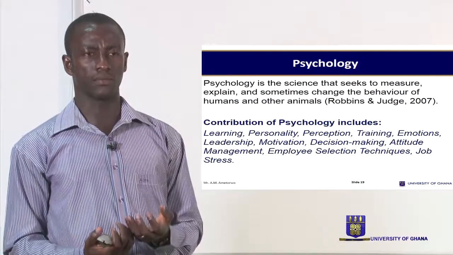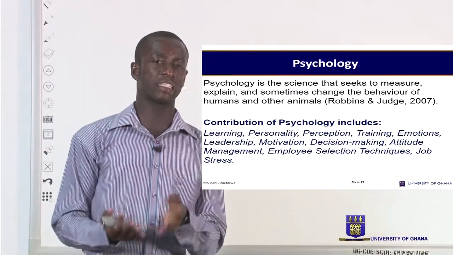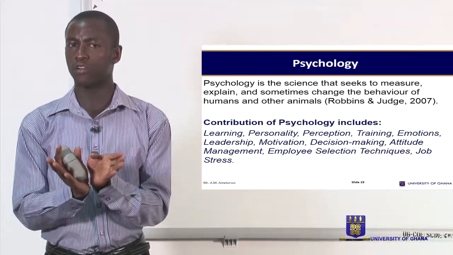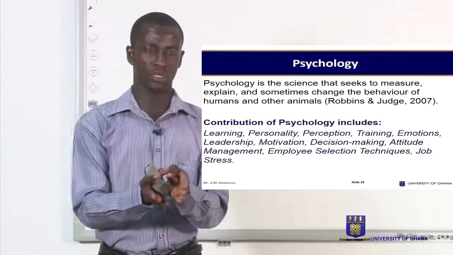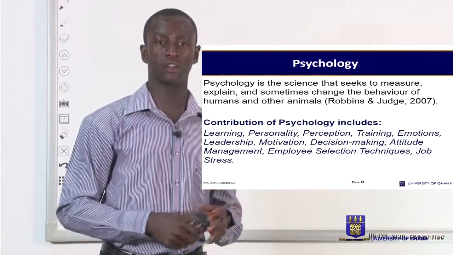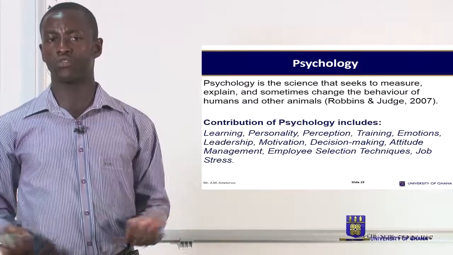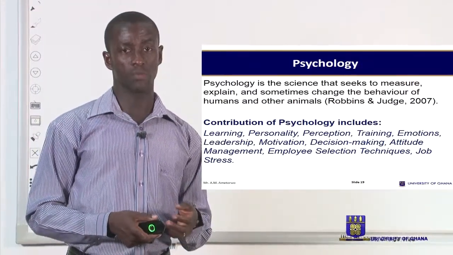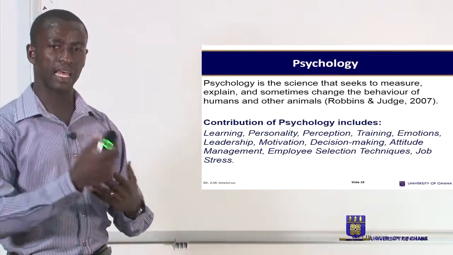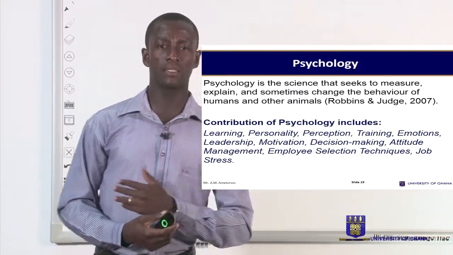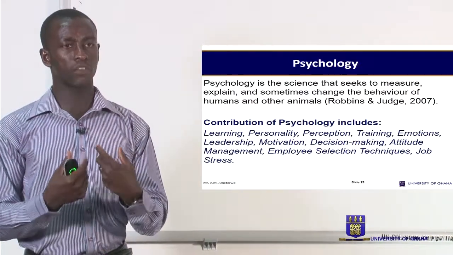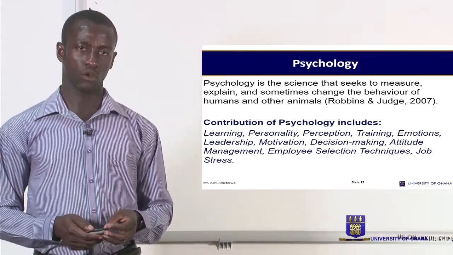So psychology. In psychology, we talk about the scientific study of human behavior and mental processes. So basically, psychology is about the study of individuals. And in organizational behavior, we also talk about individuals. We talk about people working in organizations. And psychology has contributed in many ways to the study of organizational behavior. Some of the topics that we may come across are personality, training and development, decision-making processes, and employee selection techniques. Many of these came from the field of psychology.